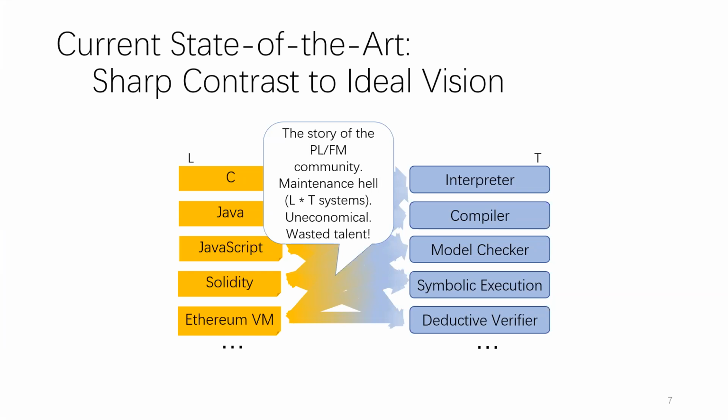So in short, this is the story of the current status of programming language design, and it created a maintenance hell. If you have L languages and T tools, then we need to develop and maintain at least L times T systems. Not to mention all the talent wasted in doing the same or similar things, the same tools implementing the same fundamental algorithms and abstractions, but for different languages. So we think that this situation is at best uneconomical.